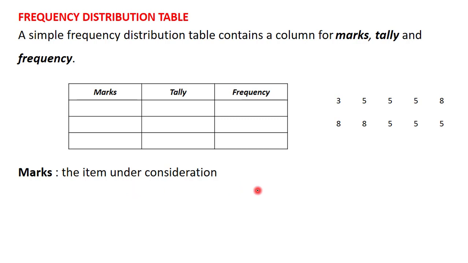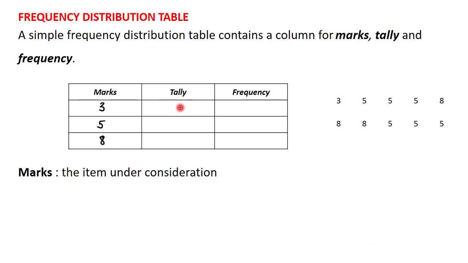The mark is usually listed in ascending order. So we list it from the smallest to the highest. So you check the data given to you and you list the marks from the smallest to the highest. From our example here, we can see that the ages of the children are either 3, 5, or 8. So that will be the mark: 3, 5, and 8. And remember, we have to list them in ascending order. So the first one will be 3, the second one will be 5, and the last one will be 8.